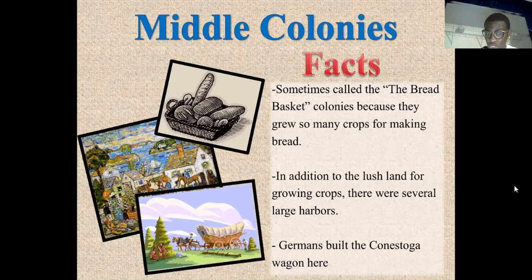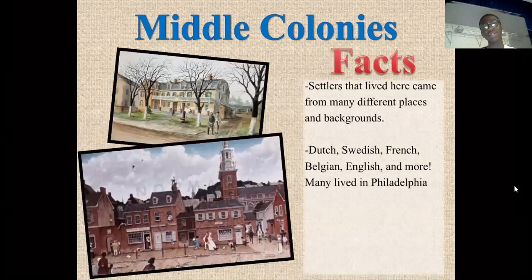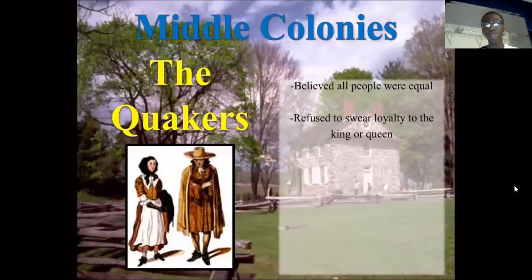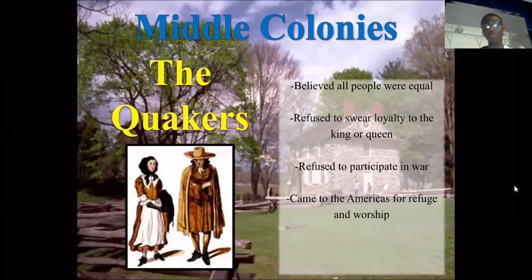In addition to the lush land for growing crops, there were several large harbors. Germans built the Conestoga wagon here. Here's some more facts. So let's just skip on through. The Quakers believed that all people were equal, refused to swear loyalty to the king or queen, refused to participate in war, came to the Americas for refuge and worship, and lived in New Jersey, New York, and Pennsylvania. They seem like good people.